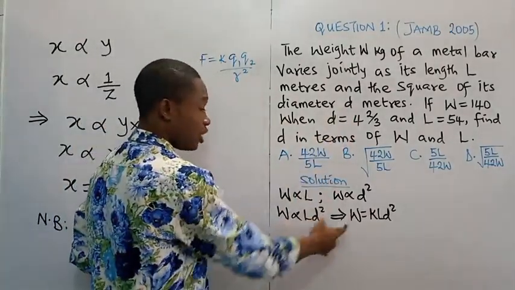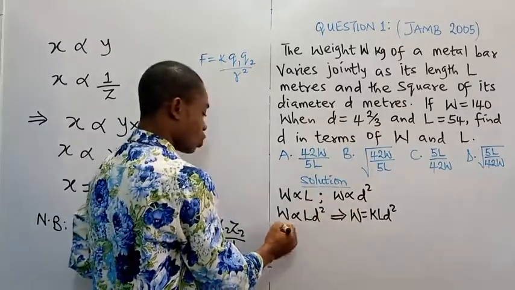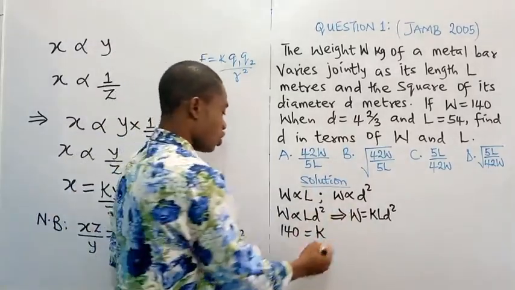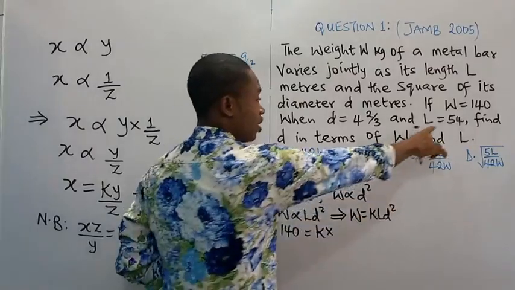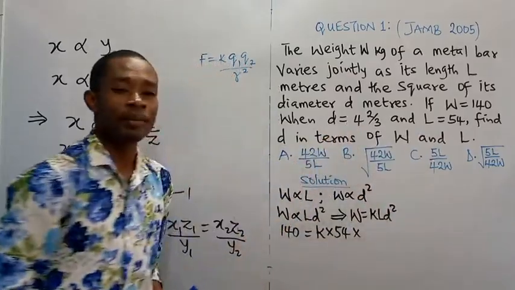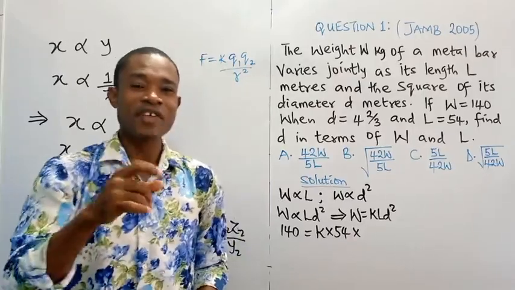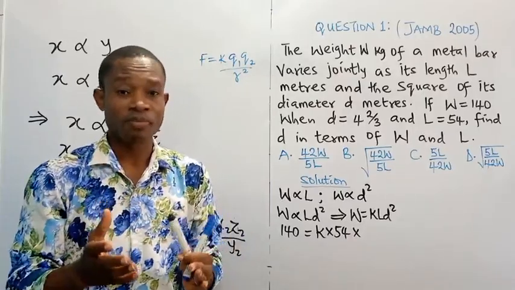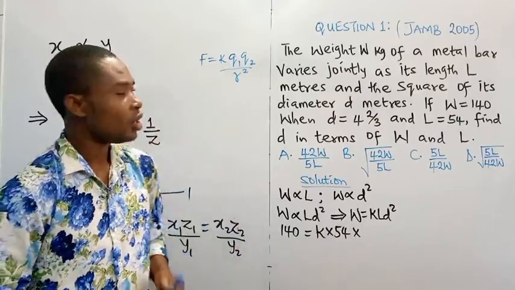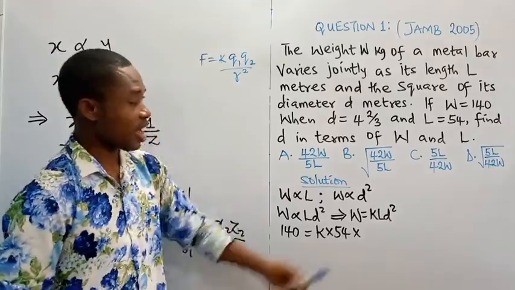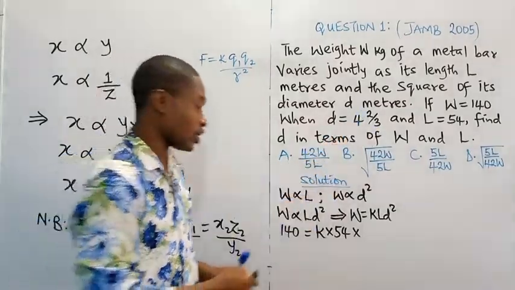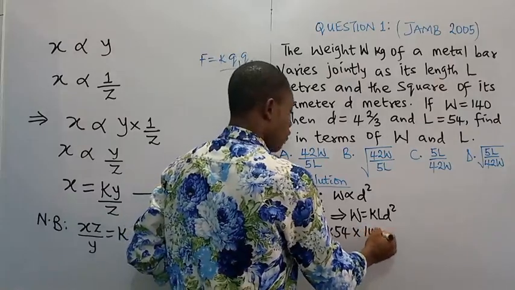So let's substitute now. In place of W, we fix 140, and that's going to be equal to the constant of variation K we don't know. So you maintain it, multiply by the length. The length given in the question is 54. Then multiply by D. D here is 4 whole number 2/3. And I told you that whenever you have a mixed fraction, you're solving a problem, please change that mixed fraction to improper fraction. We've solved a problem like that in previous classes. This is going to be 3 times 4, which will give you 12, plus 2, which will give you 14. So this is going to be 14 all over 3.